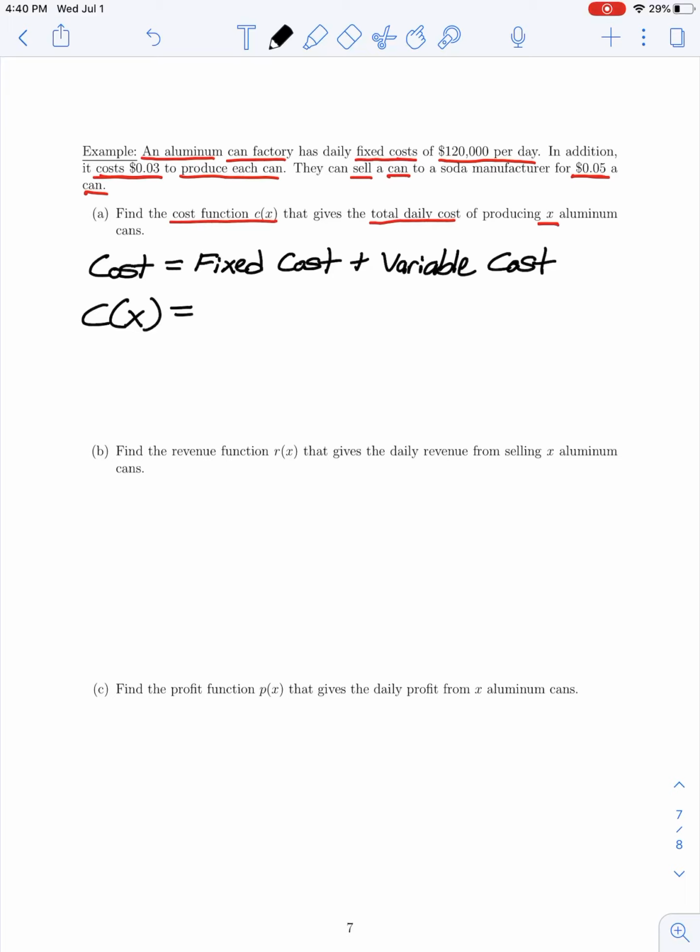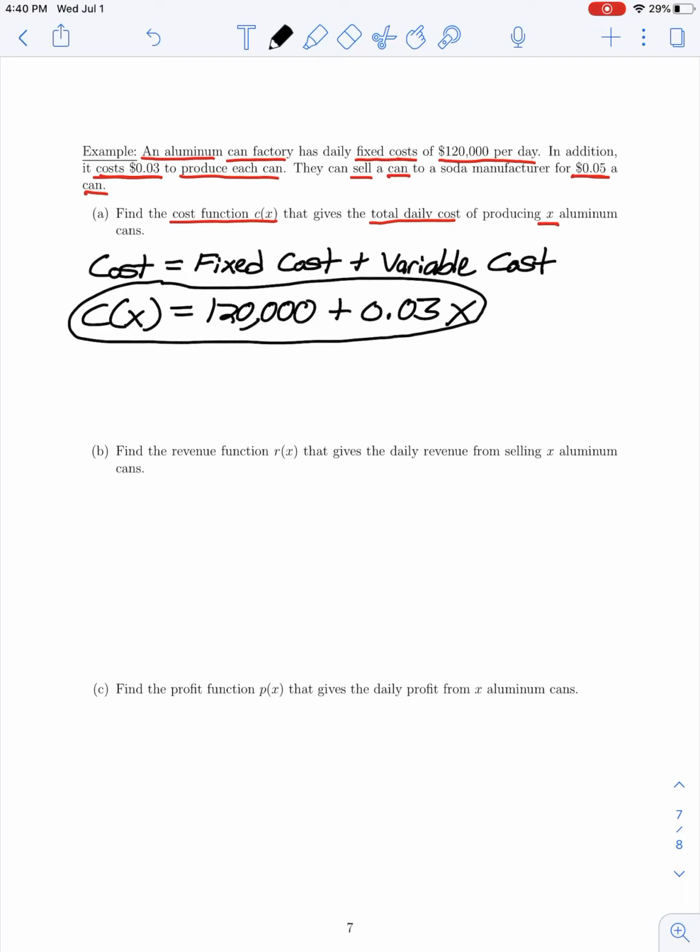And it's defined as the sum of our fixed costs, which were $120,000, and the variable costs. Now, we were told here that it costs $0.03 per can. So we have our $0.03, and we're multiplying by x, the number of cans that we produce. So this would be a cost function describing the cost of producing x aluminum cans per day.